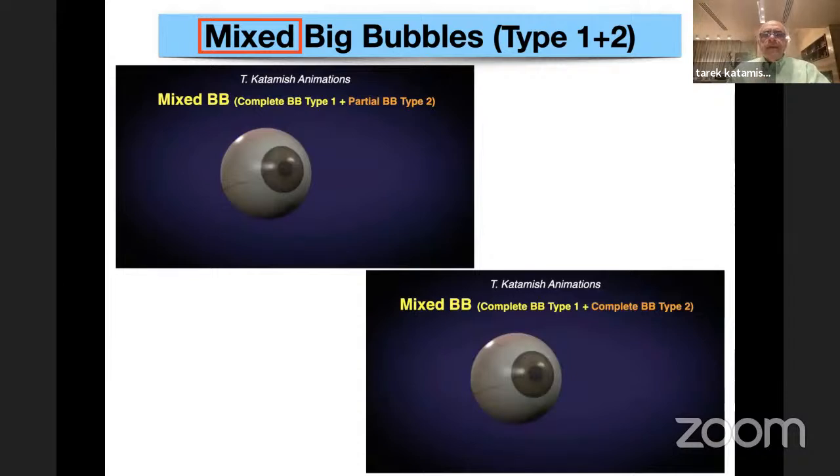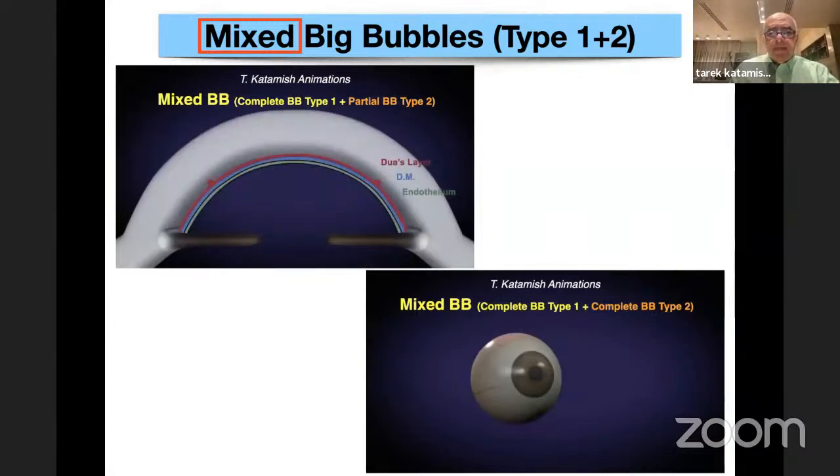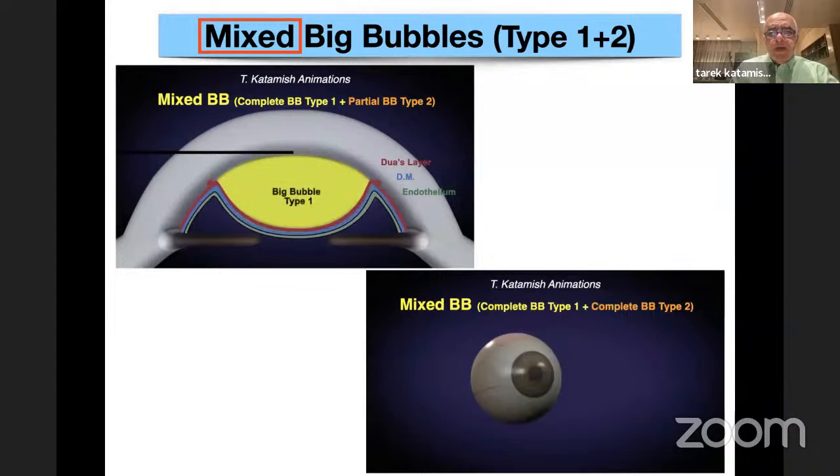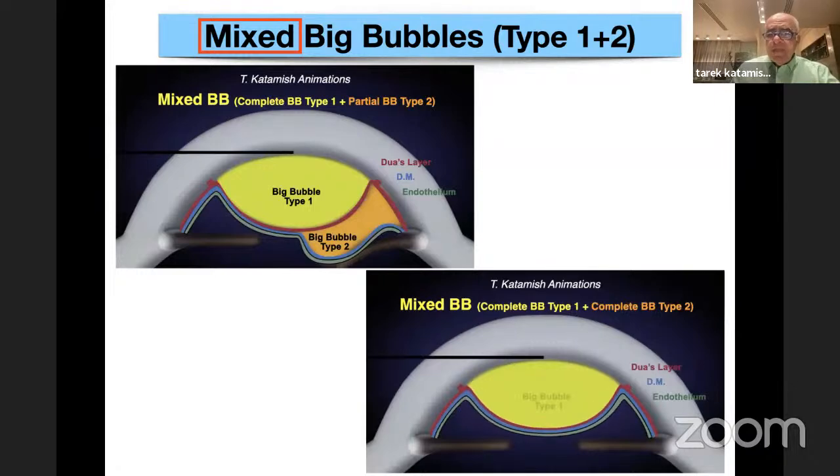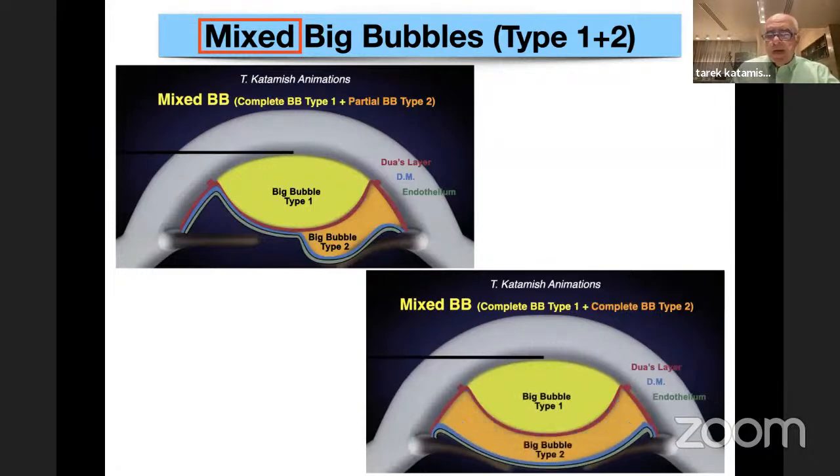We come to the complicated types of big bubble, the mixed big bubble. We have two types of mixed big bubbles. Either we have a complete big bubble type 1 in the center and another partial big bubble type 2 in the periphery. This is the first category. The second category, which is a very rare category, is where you have two complete big bubbles behind each other. The central one is a complete big bubble type 1, and another complete big bubble type 2 behind it. This is a very rare occasion. I have encountered it only twice in my 15 years journey with DALK.